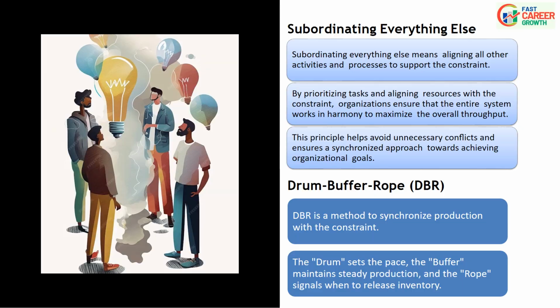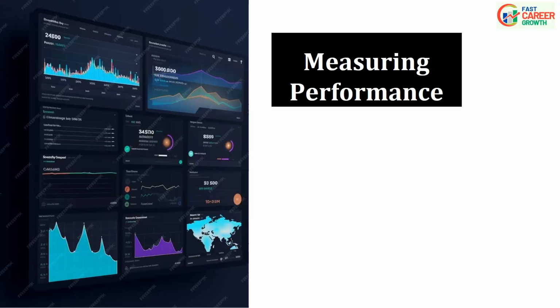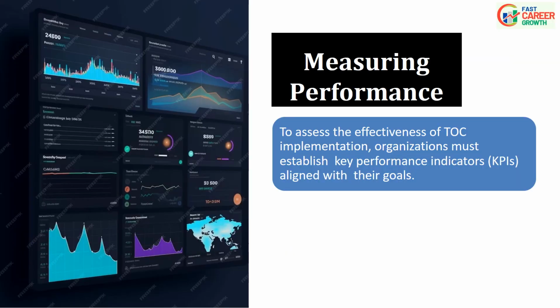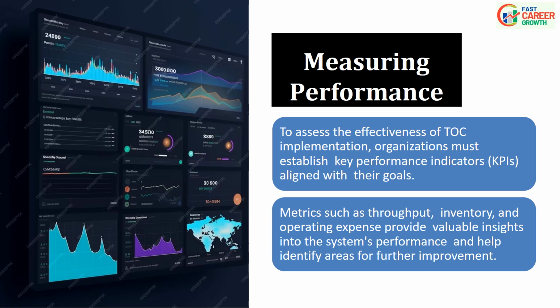Next is measuring performance. To assess the effectiveness of TOC implementation, organizations must establish key performance indicators, KPIs, aligned with their goals. Metrics such as throughput, inventory, and operating expense provide valuable insights into the system's performance and help identify areas for further improvement.